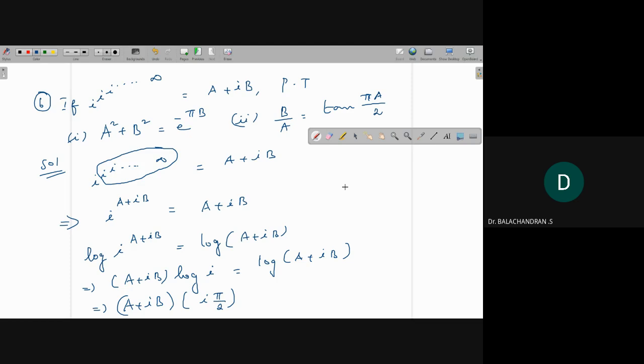Already you need to write half log a square plus b square. a is 0, b is 1, plus i tan inverse of b is 1, a is 0, log 1, 0. This is tan inverse of infinity. Tan inverse of infinity is pi by 2, so i pi by 2.